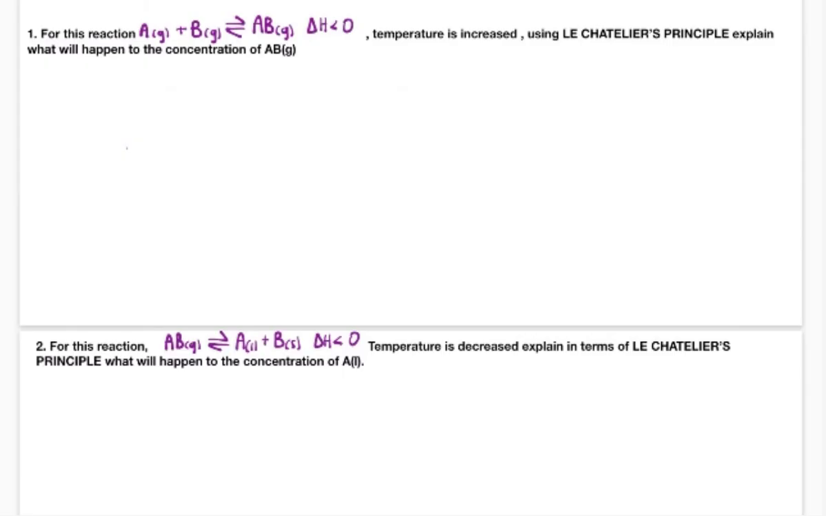So this is question number 1. They say for this reaction A plus B, they give us AB. The heat of reaction is negative, which means the forward reaction is exothermic when the heat of reaction is negative. They say temperature is increased. Using Le Chatelier's principle, explain what will happen to the concentration of AB.